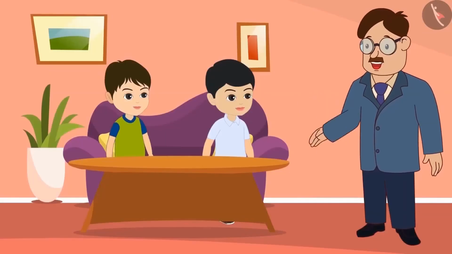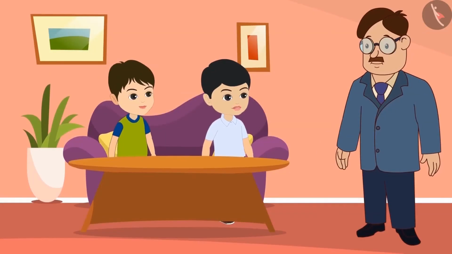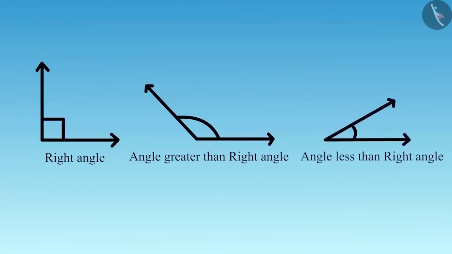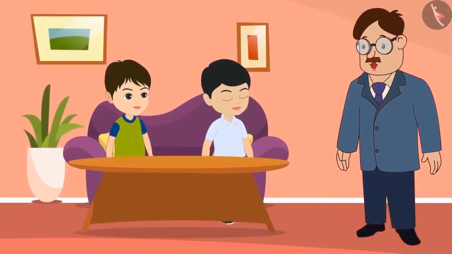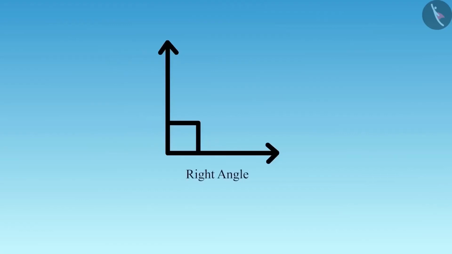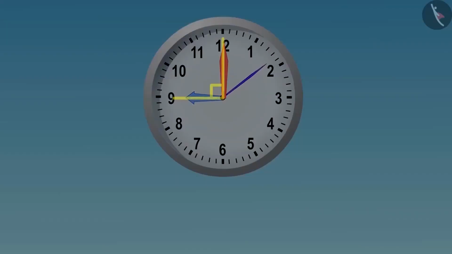Okay, tell me about the angles you know. Uncle, we know about 3 types of angles. Right angle, angles greater than right angle, and angles less than right angle. Oh wow! Do you know the measurement of our right angle, children? 90 degrees. What is meant by 90 degrees, uncle? Look, children, when it was 9 o'clock, the hands of the clock were making a right angle. That means the rotation between them was 90 degrees.